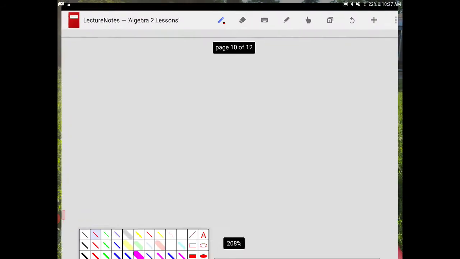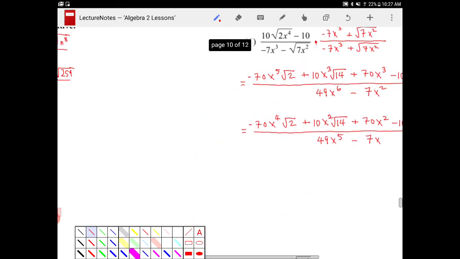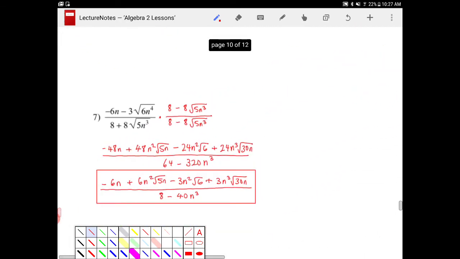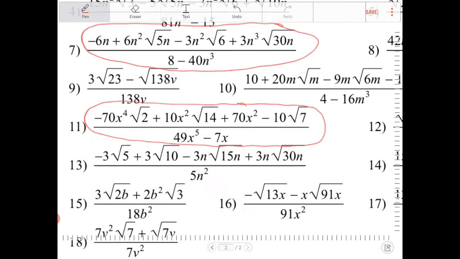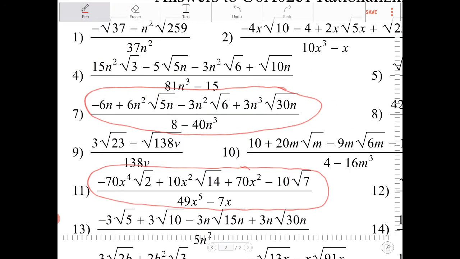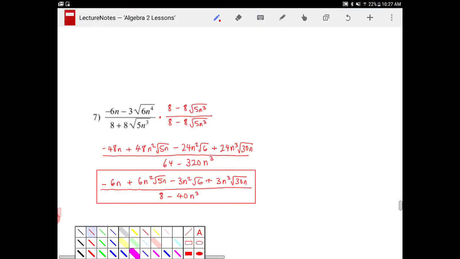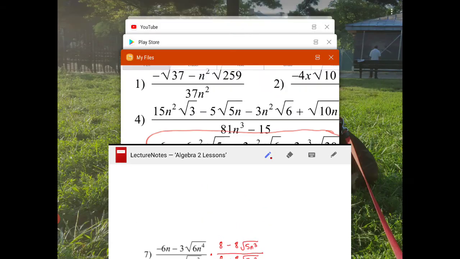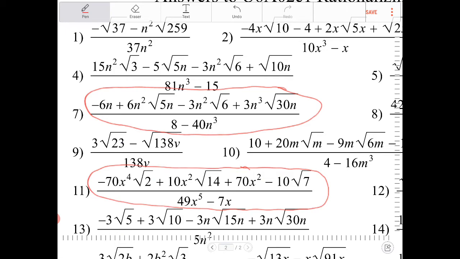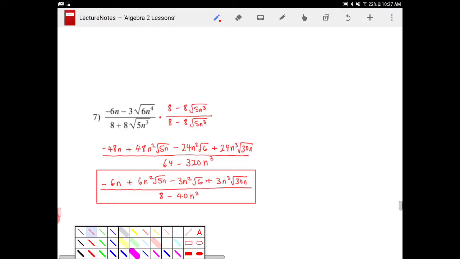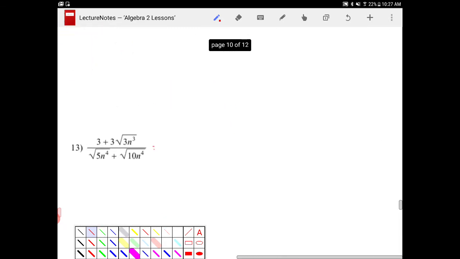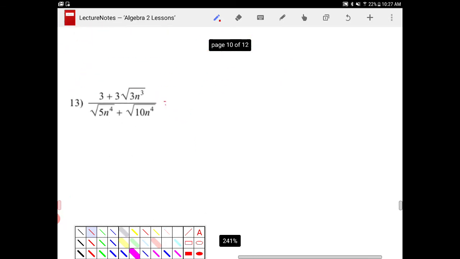I'm going to double check the other answer for question number 7. Let me see if that was the answer. 3n cubed radical 30n. Let me see here. Yes, so this is correct. 8 minus 40n cubed. Yep. Okay, so let's take a look at another example.